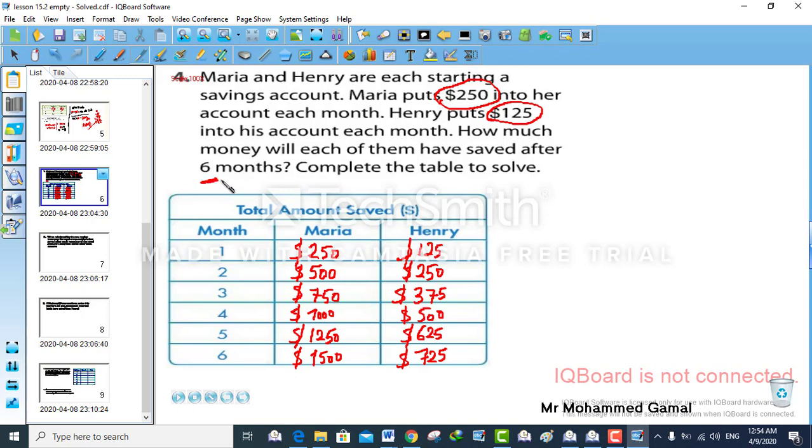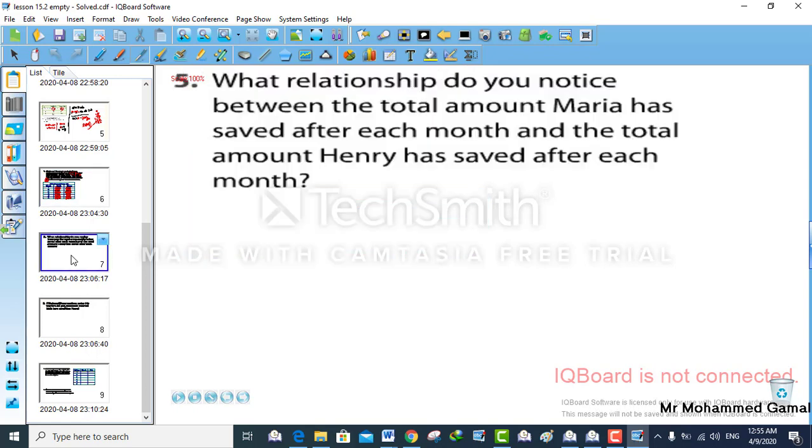Okay, some students will tell me, teacher, we don't have to make this table, we can get it after 6 months. Just multiply the 6 by 250. The answer is 1,500. And if you multiply 6 by 125, you can get easily 725. Yes, this solution is accepted as well, but since he is asking us to complete the table, we have to complete it.